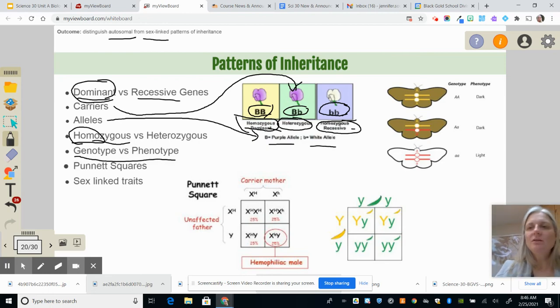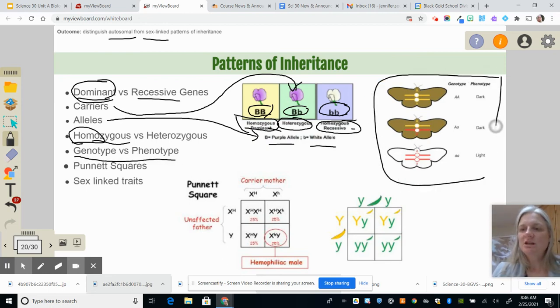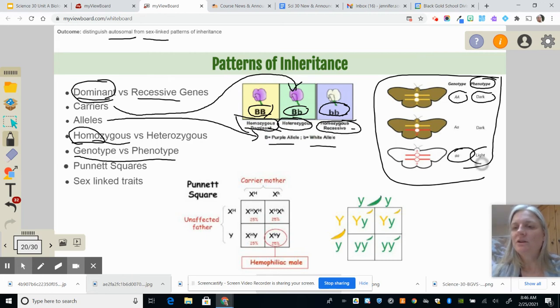Genotype versus phenotype. There's a good explanation over here on genotype versus phenotype. Genotype is the alleles, description of the actual alleles. So it could be, these ones are homozygous dominant or two big A. And the phenotype is what is expressed. So how does that trait look and how is it expressed in the moth? It's expressed as a dark color, right? Genotype, phenotype. Punnett squares. We use Punnett squares to help predict what the offspring are going to look like. It just gives us a prediction. There's no guarantees, just an approximation, right?